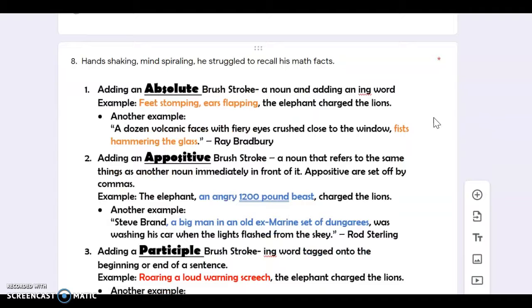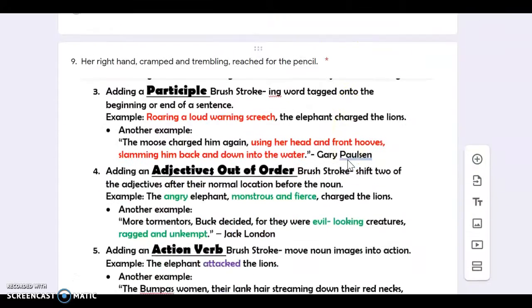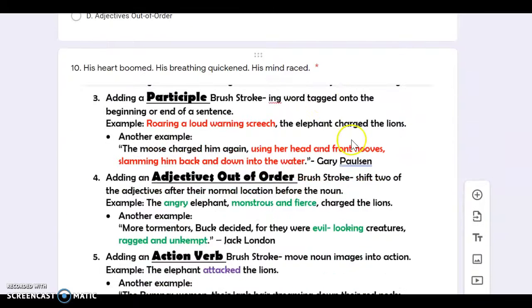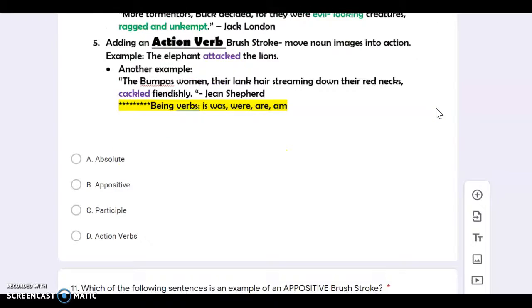Number 8, hands shaking, mind spiraling, he struggled to recall his math facts. A, absolute, B, appositive, C, participle, or D, adjectives out of order. Number 9, her right hand, cramped and trembling, reached for the pencil. A, absolute, B, appositive, C, participle, D, adjectives out of order. 10, his heart boomed, his breathing quickened, his mind raced. A, absolute, B, appositive, C, participle, D, action verbs.